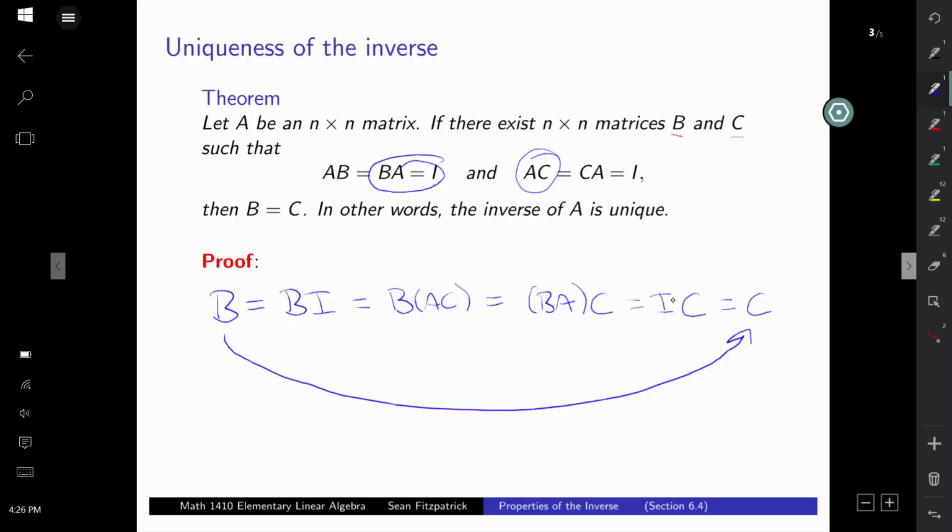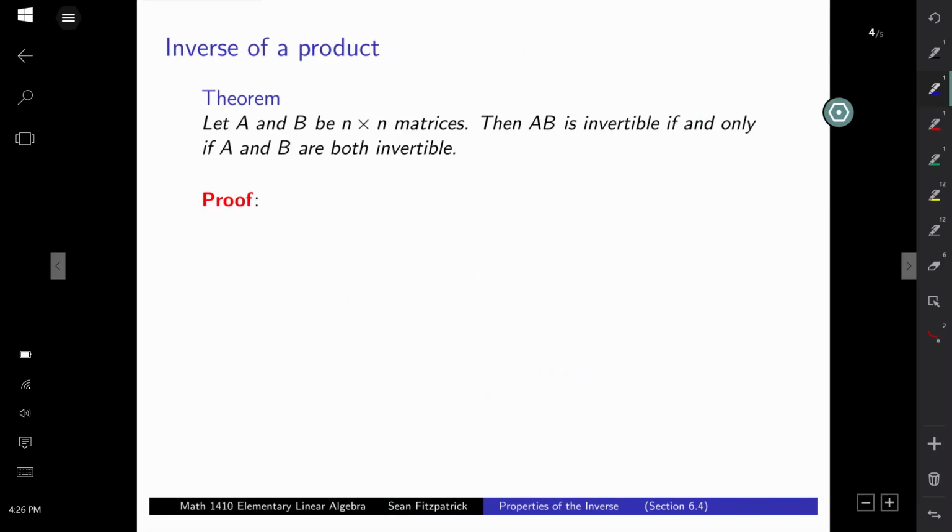Okay, moving forward, let's look at a couple other things that we can conclude with the inverse of a matrix. First of all, if we have two invertible matrices, then their product must also be invertible. In fact, this is an if and only if. If I know that the product is invertible, then A must be invertible and B must be invertible. How do we see this?